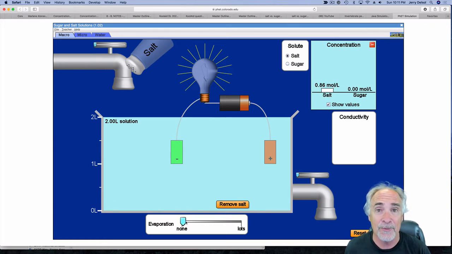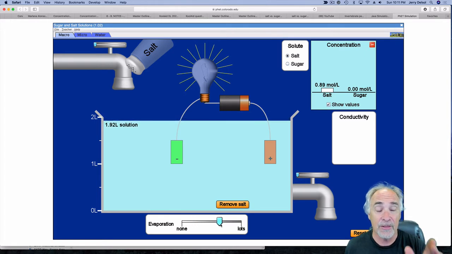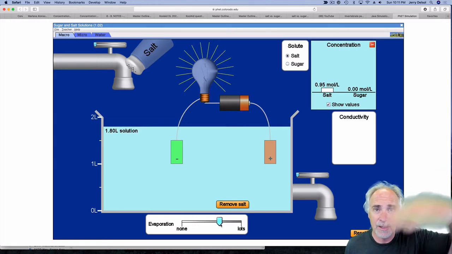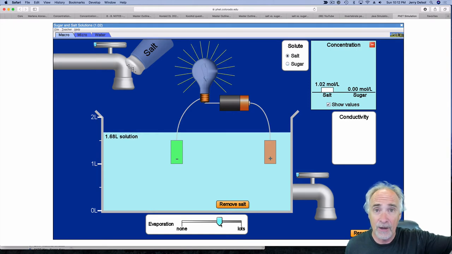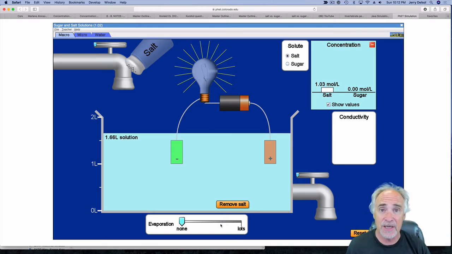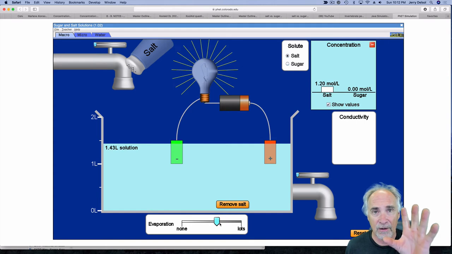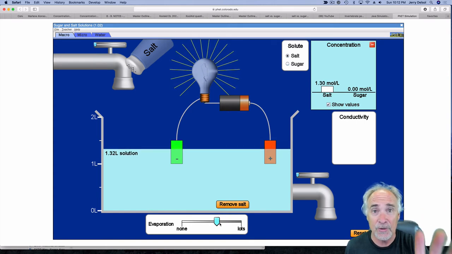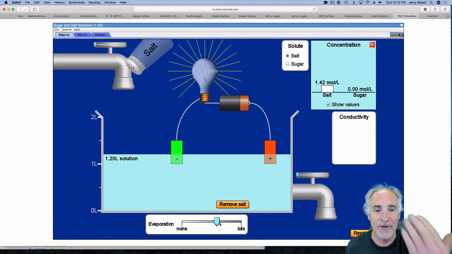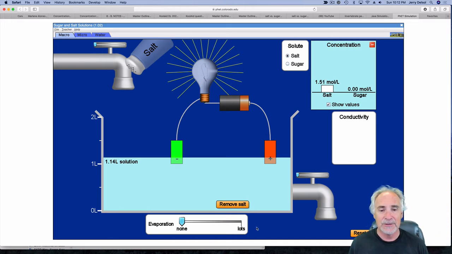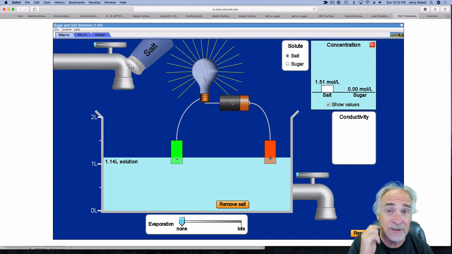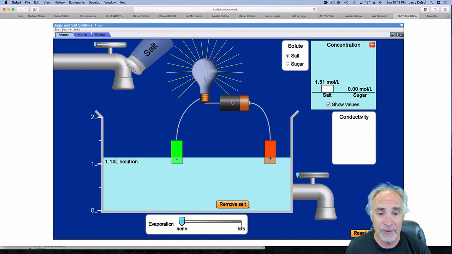But if I were to evaporate this, you can see that as the water is evaporated off, the particles are still inside the water, and of course, it's more concentrated that way. So the concentration of the actual solute is becoming more and more as it evaporates and gets brighter and brighter. So, okay, we got all of that. But what's really going on with the salt? What's happening inside that solution that causes it to be able to generate electricity?